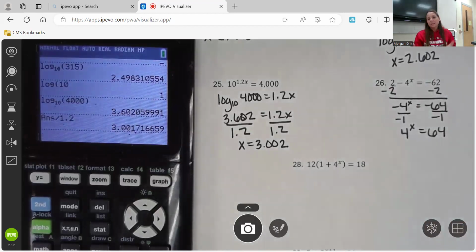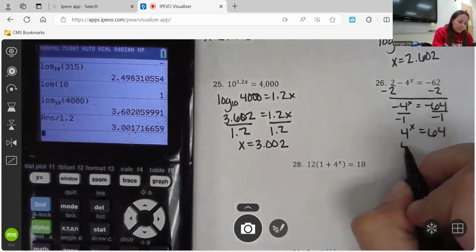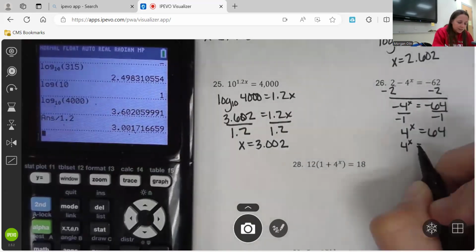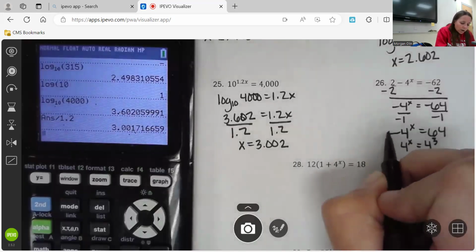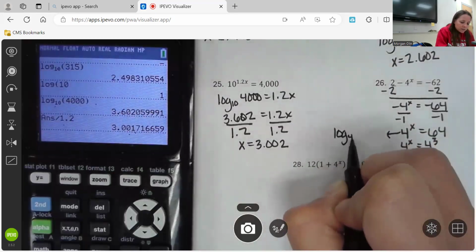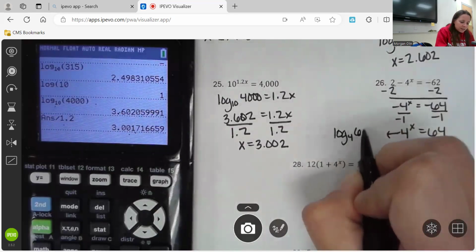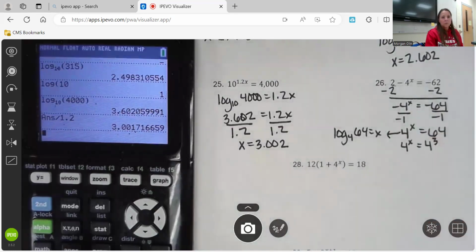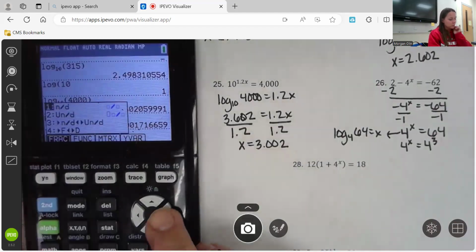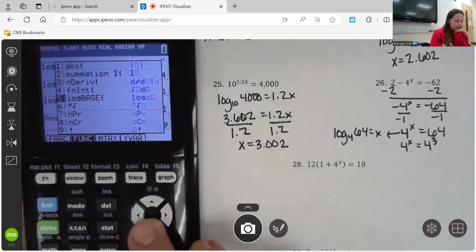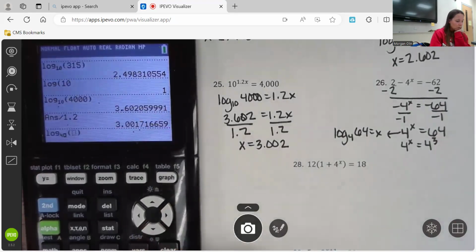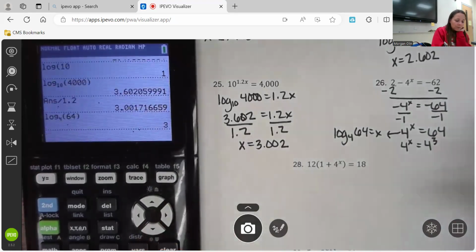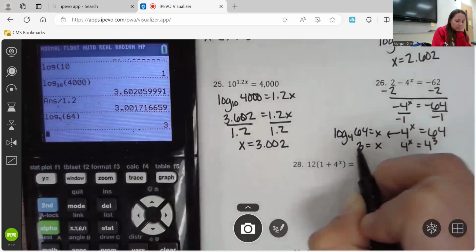Now, you can get this as the same base. If you can figure that out, it's 4 to the third. So x equals 3, or log form. Log base 4 of 64 equals x. So when I take my calculator, alpha y equals. All right, this time the base is not a 10, so you have to do it this way. Put a 4 and then do 64. And we figure out x equals 3.